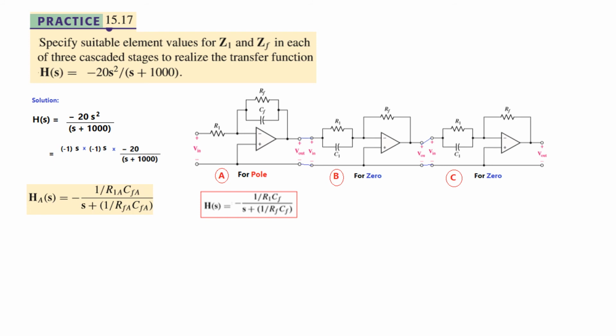This was the formula for the A circuit. We had seen this in the previous slides. Now comparing this with this, you can see that the denominator term is equal to 1000. So 1 over RFA CFA is equal to 1000. We are comparing this with the denominator. And just like before, we assume RFA to be 100 kilo, and therefore we find CFA to be 10 nanofarad.